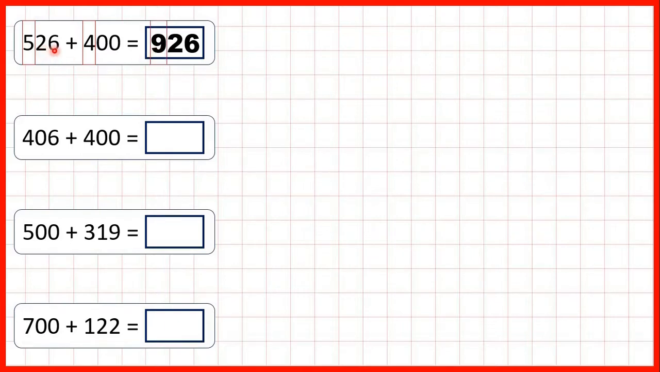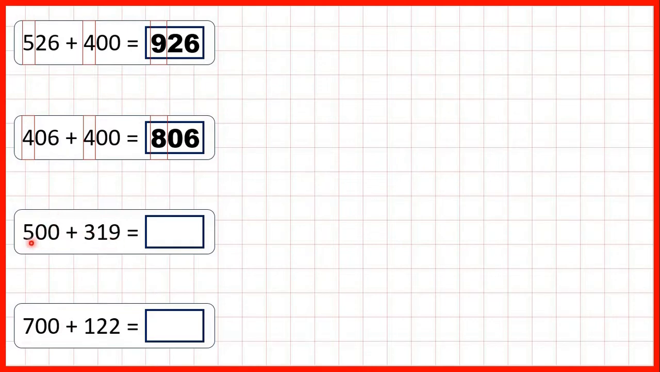And then the tens and ones digit of our first number stay the same because we're not adding any tens or ones. So we get 926. Now we have 406 plus 400. Again, if we highlight our hundreds digits, 4 plus 4 is 8, but then the 0 in our tens and 6 in our ones will stay the same because we're not adding any tens or ones. We're only adding 400s. So now we have 500 plus 319.